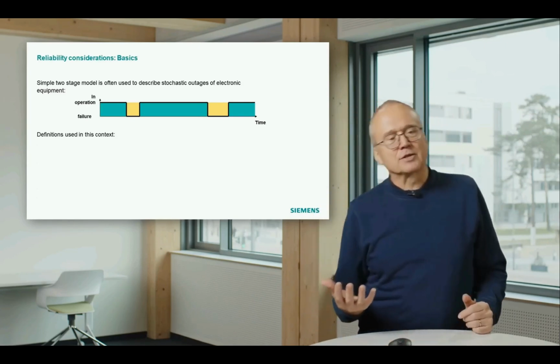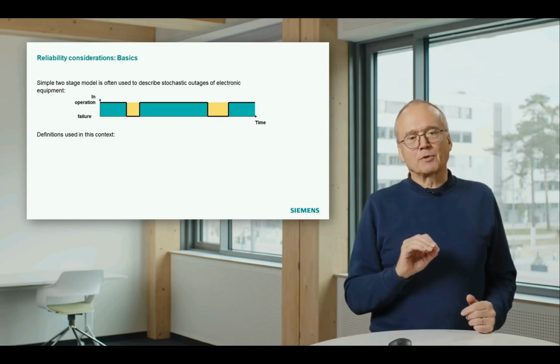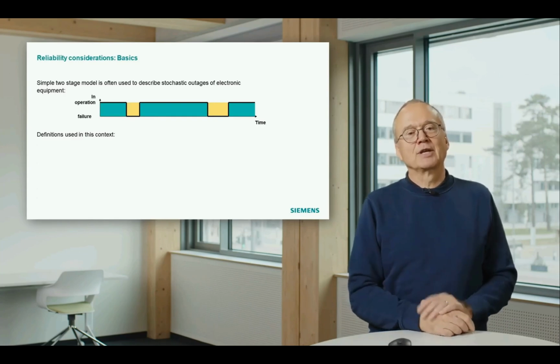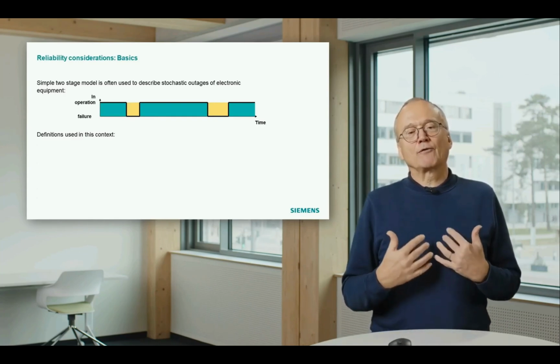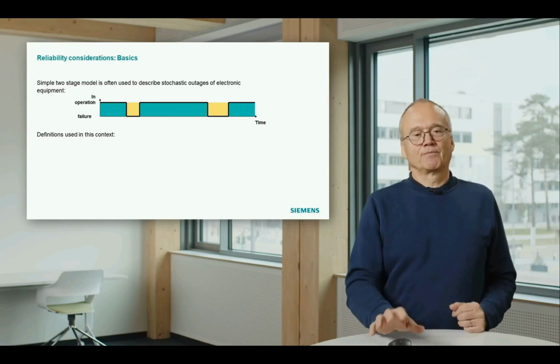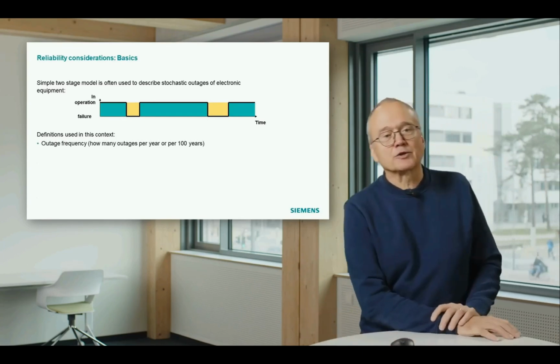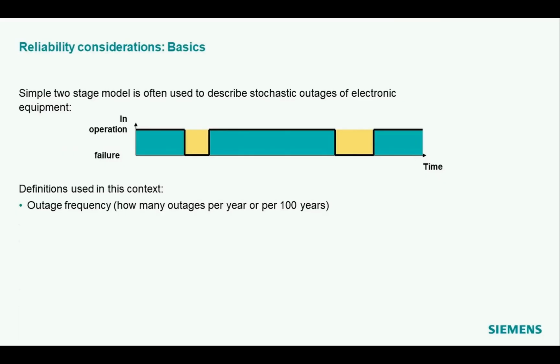These definitions which are used to describe the behavior and the reliability of an electronic device are designed for stochastic outages of devices. We sometimes mention, for instance, the outage frequency. That means how many outages you have per year, or does a component on average have per year or per 100 years? That is the outage frequency.